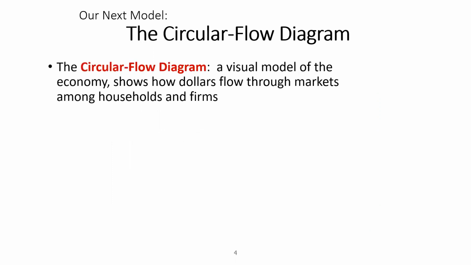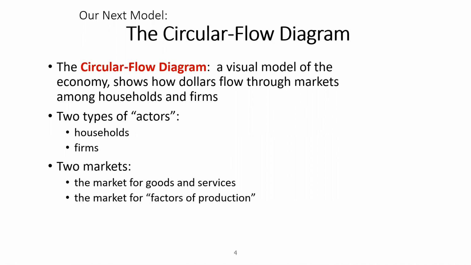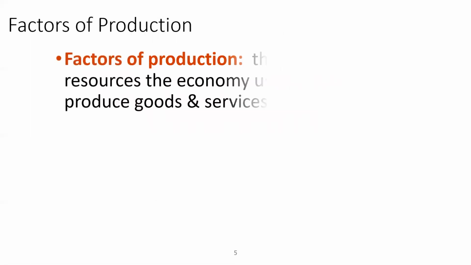So the first model we'll look at here is the circular flow model, which is a visual model of the economy showing how money flows between households and firms. There'll be two actors in this model, households and firms, in two markets, the market for goods and services and the market for the factors of production.